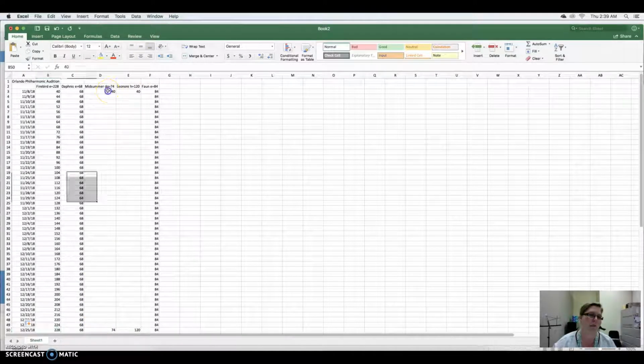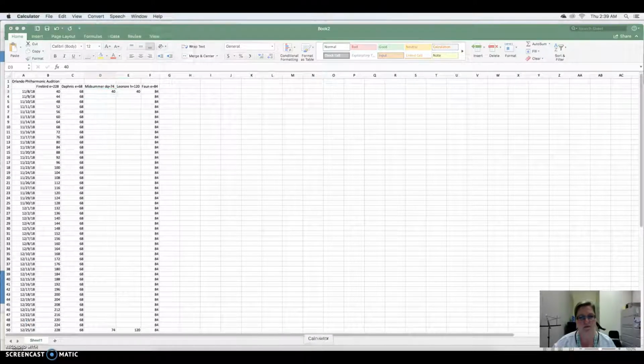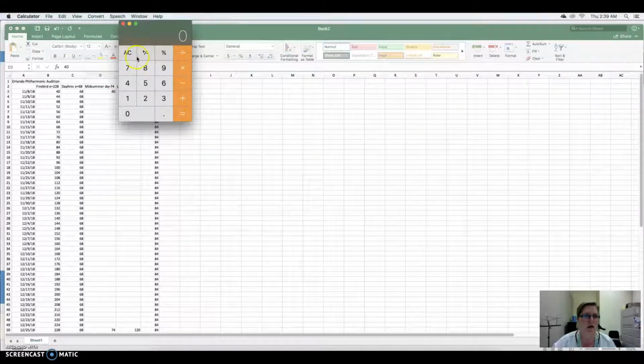So 74 minus 40 is 34. So I need to get up 34 clicks in 48 days. And it's 0.7. So that means every 2 days I need to get it 1.5 clicks. Another way to think of that is every 4 days I need it to go up 3 clicks.